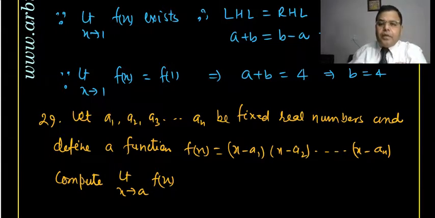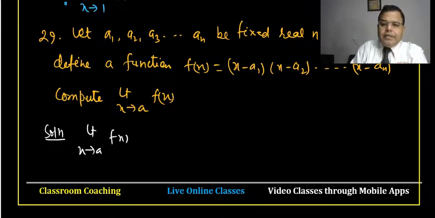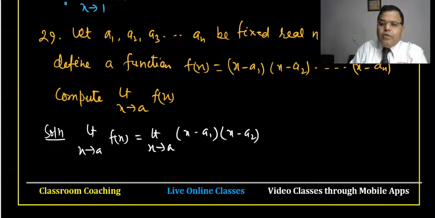This is the question. So here, let a1, a2, a3 be fixed real numbers, all different from one another. In that case the solution will be the limit as x tends to a of f(x) is equal to the limit as x tends to a, where f(x) is defined as (x minus a1)(x minus a2) up to (x minus an).